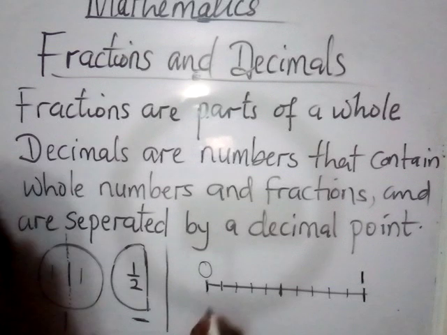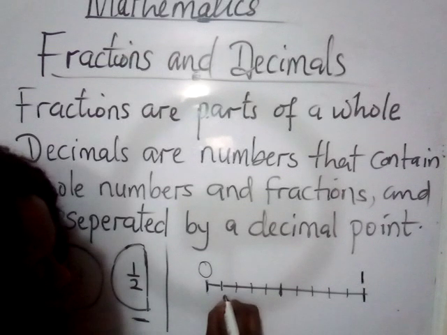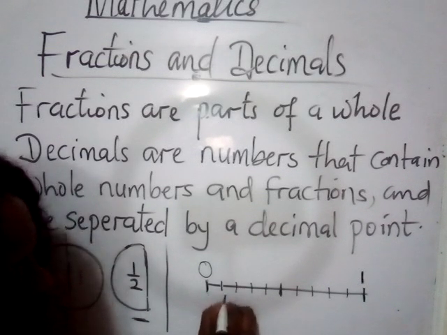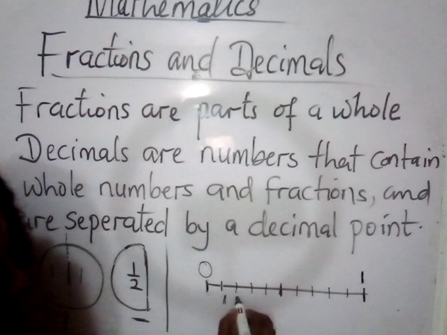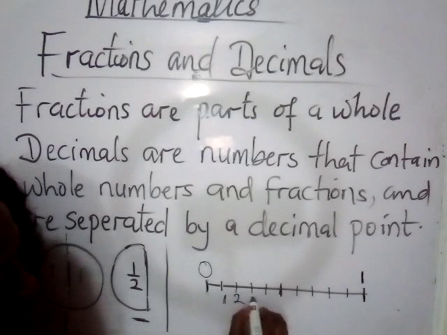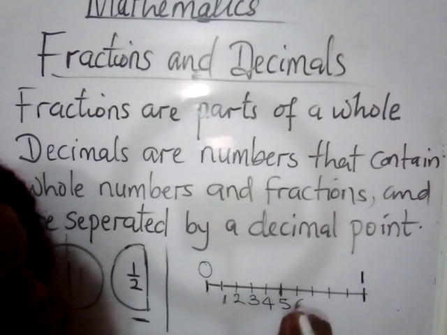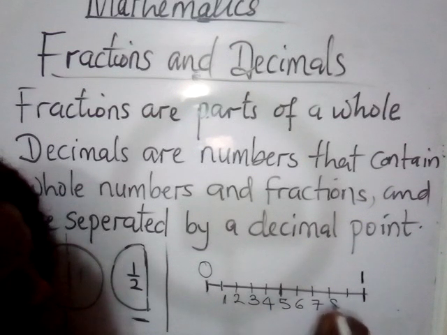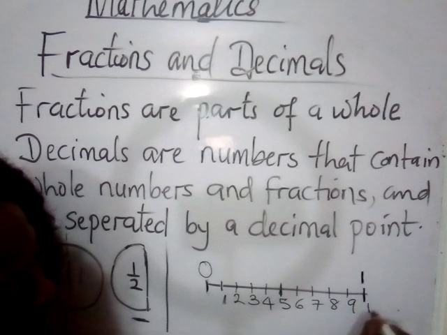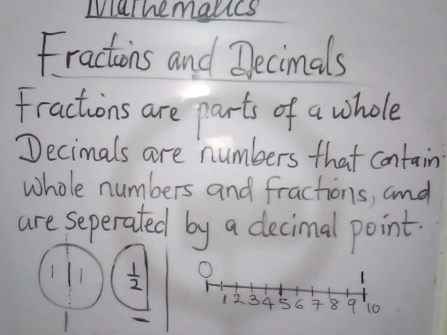So let's list out the numbers first of all. So here is 0, so here is 1. I hope this is right. Okay, here is 2. Here is 3. Here is 4, 5, 6, 7, 8, 9. And the last part here is 10.